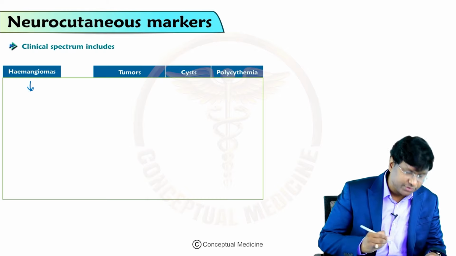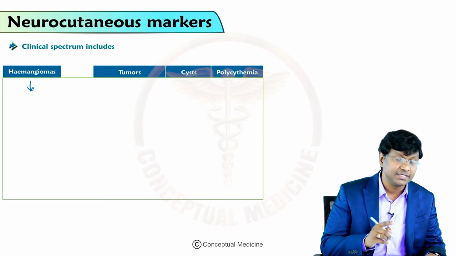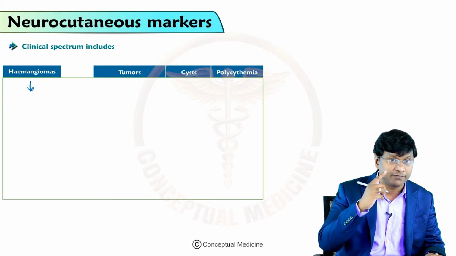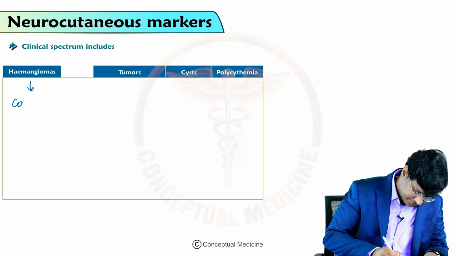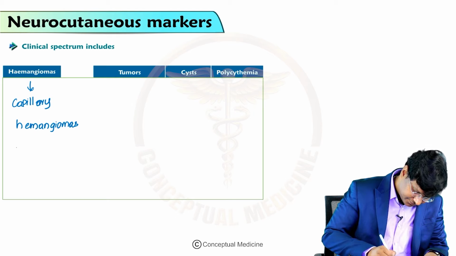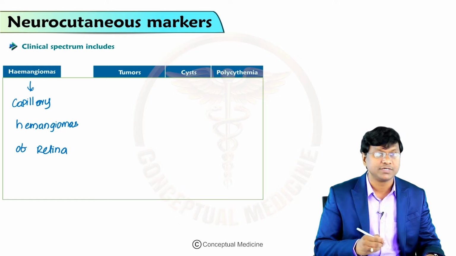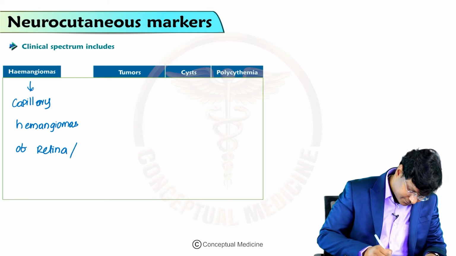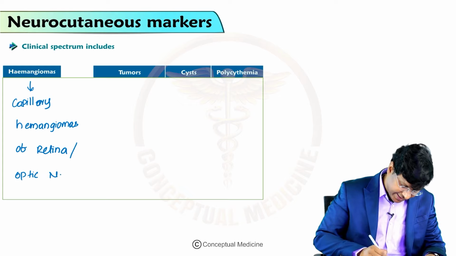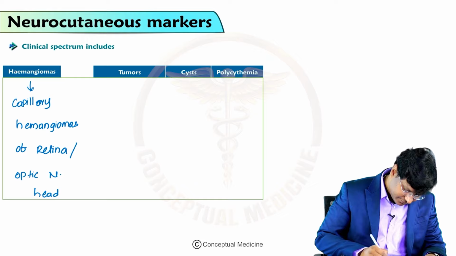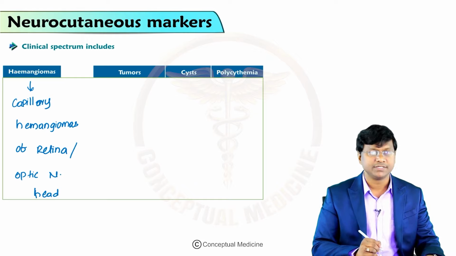And where will be the distribution of these particular hemangiomas? That is, you have capillary hemangiomas of the retina, right, capillary hemangiomas of the retina or optic nerve head, right? So that will be the hemangiomas.